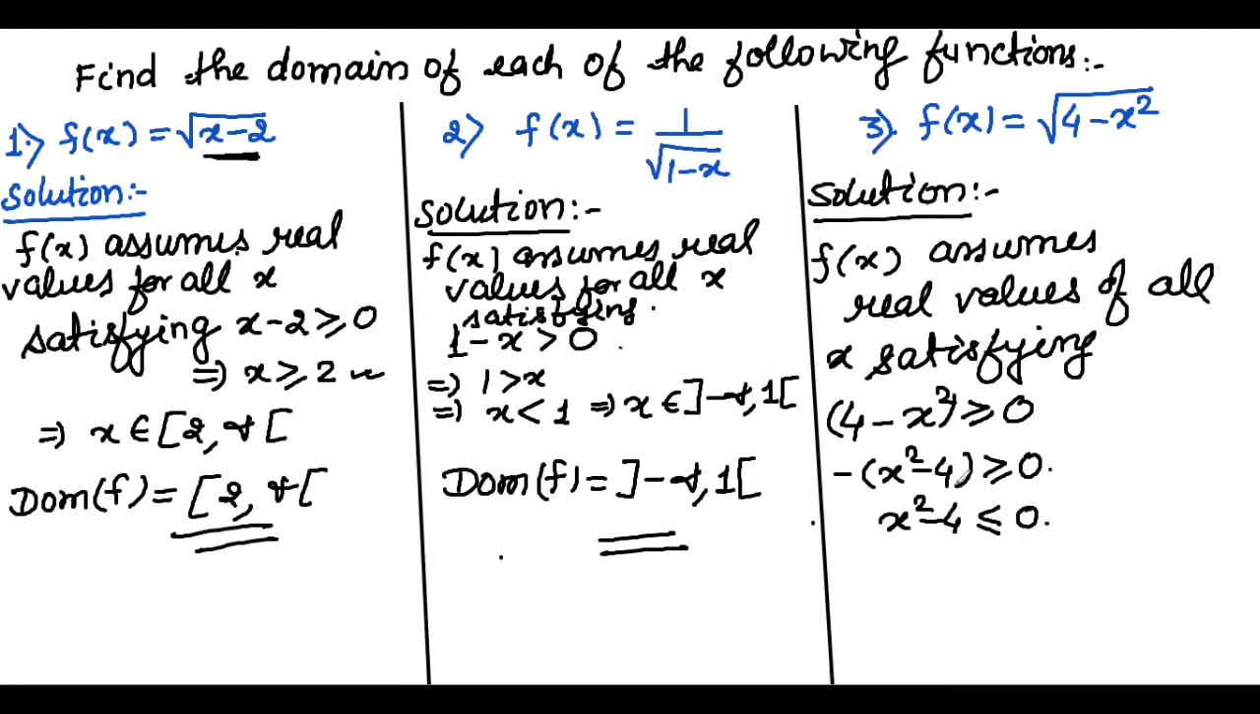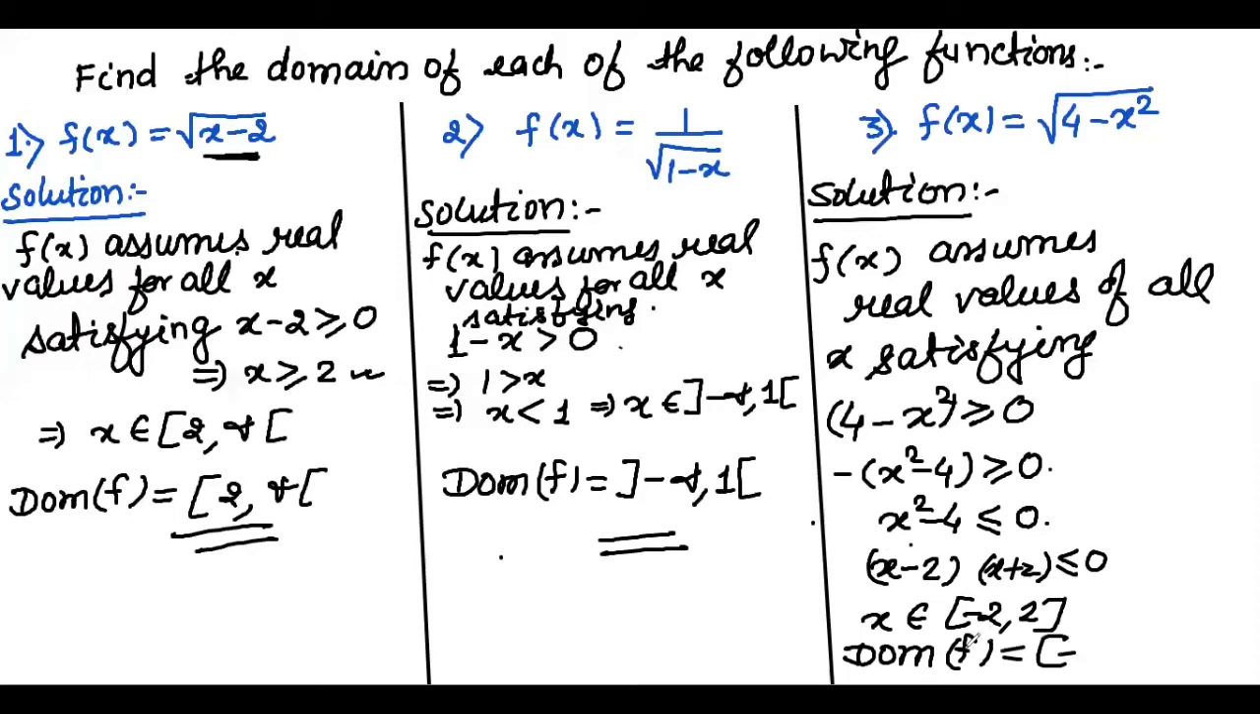Because we know that whenever we change the inequality at that condition, we have to change the sign of inequality. So it is x square minus 4 less than equals to 0. So this is x minus 2 into x plus 2 less than equals to 0. So we'll take x belongs to minus 2 to 2. So domain will be minus 2 to 2.